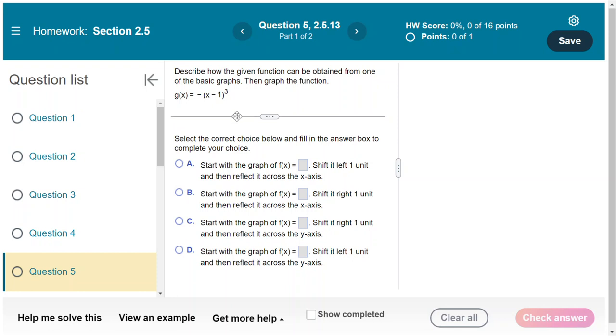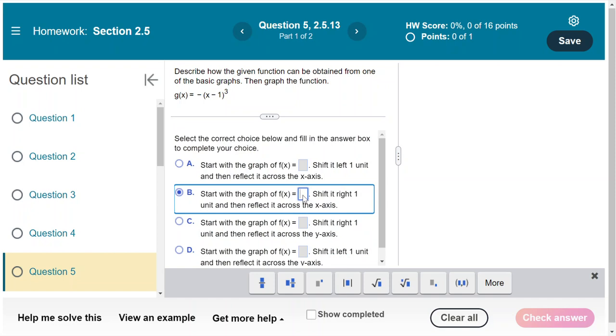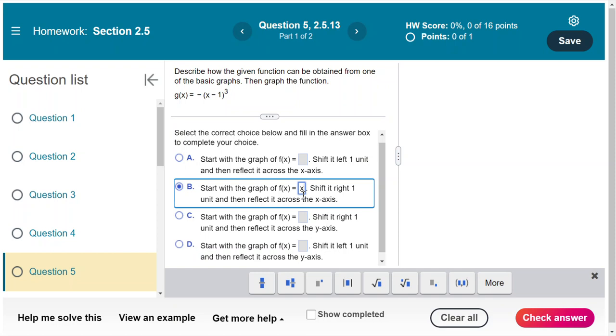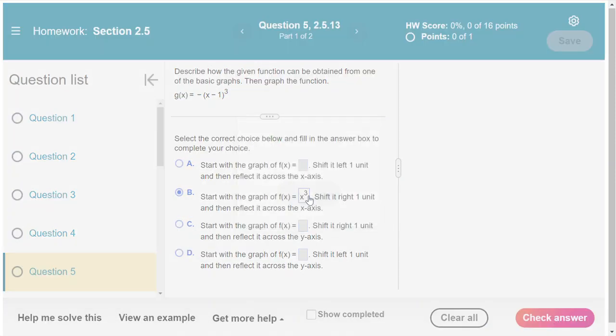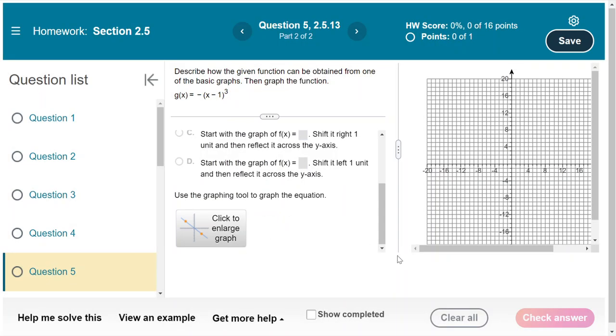All right, so we need to find the one where we're going to shift right 1 and we're going to reflect across the x-axis. So that's the second one here. And the function is x cubed. I'm just going to put in x. I'll hit the caret symbol, which is on the 6, so I have to hit shift 6. And we'll put in the 3. And let's go ahead and check our answer. And so far, so good. So now we have to do the graph.